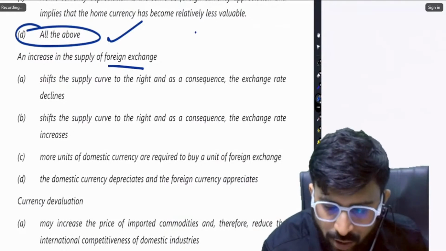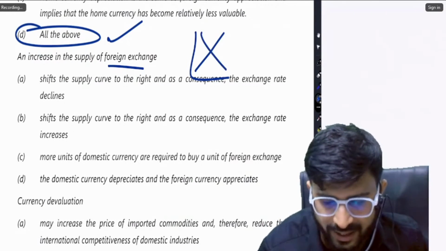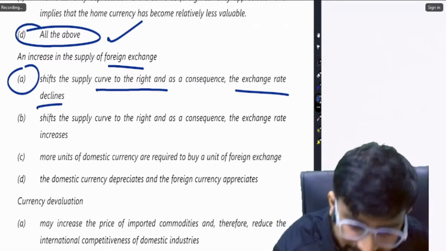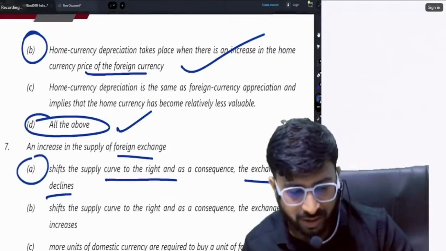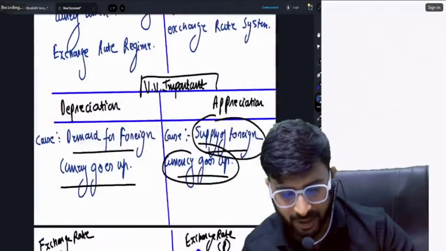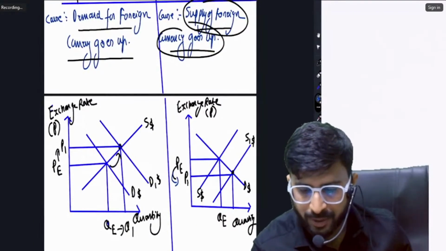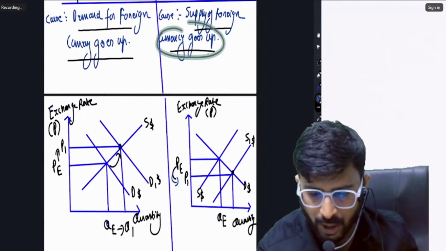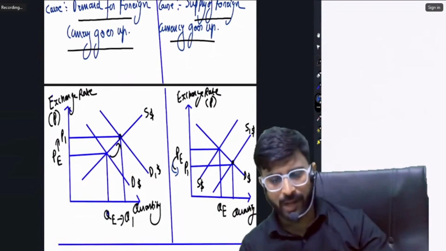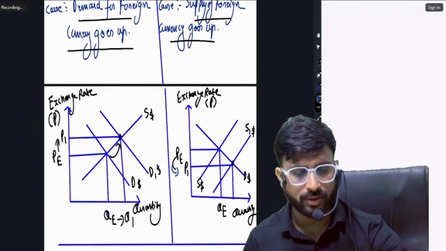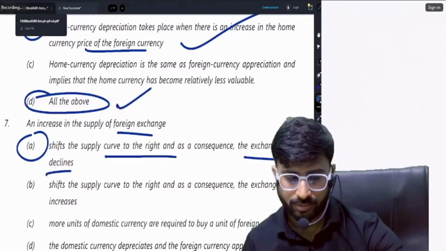An increase in supply of foreign exchange. Okay, supply and demand. Shift the supply to the right, and as a consequence, the exchange rate declines. Yes, very good. I just showed you this diagram here. See, the exchange rate went down when the supply of foreign currency went up. Check it. I told you this just now because it is very important to remember when we solve.